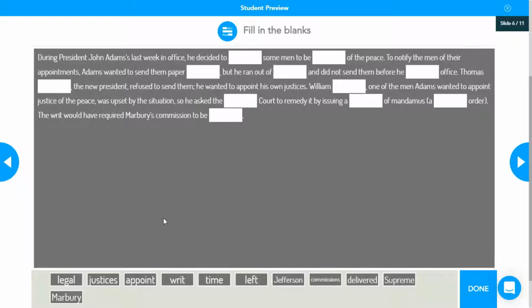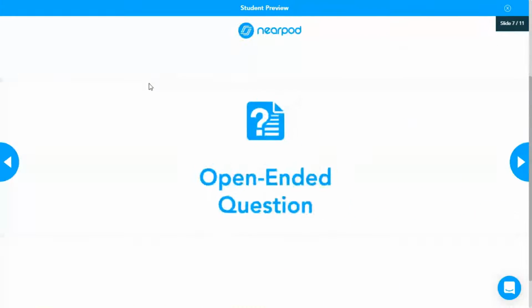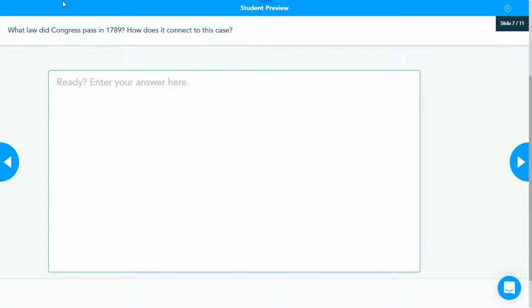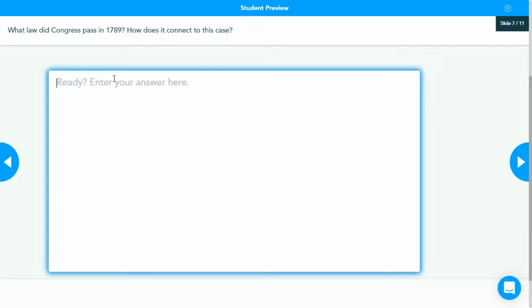He wanted to appoint some men to be the commissions of the peace. John Adams wanted to put people like William Marbury in place to fix things. So the main concept behind this: what law did Congress pass in 1789? How does it connect to this case? If you go back and look at it, the law was basically the idea of law, judicial review, and everything else that can be changed thereafter.